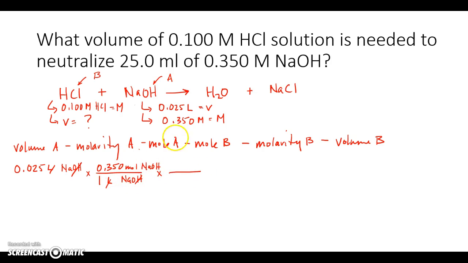Now we are automatically, like last time, already at mole A, so we just need to look at the ratio on the chemical equation, and it looks like it's still a 1-to-1 ratio. So 1 mole NaOH requires 1 mole of HCl. That allows those to cancel out.